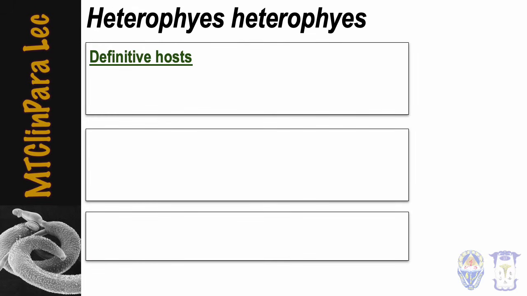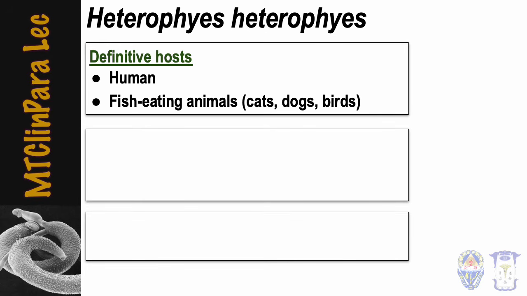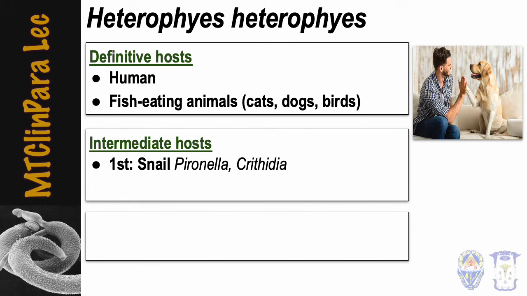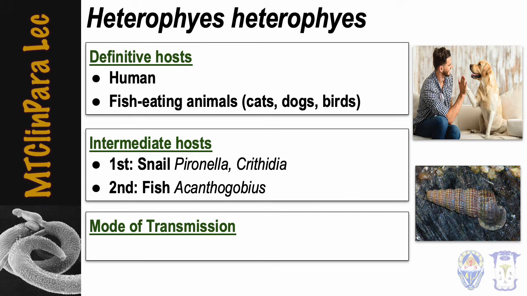When it comes to the life cycle, the definitive hosts of this parasite are still humans. Fish-eating animals can also be affected, such as cats, dogs, and birds. The intermediate host of this parasite, of course, the first one is still snail. How about the second one? Can you guess? This is under the acronym HAWK. So this is fish, no? Under the genus Acanthogobius. For the mode of transmission, can you guess? The ingestion of undercooked fish.